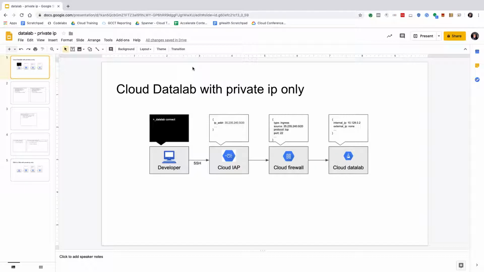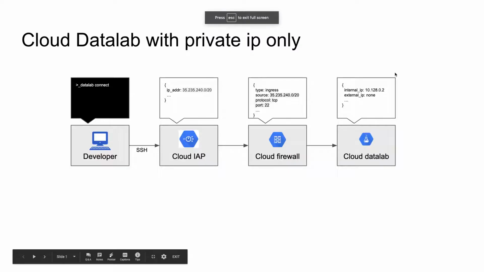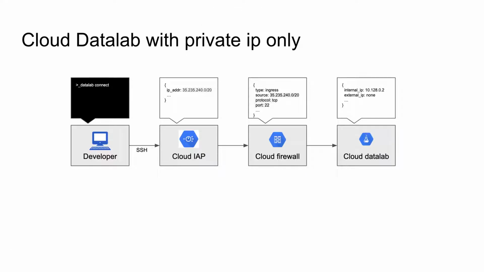And in this short video, I am going to talk about how to create and access Cloud Datalab instances that do not have a public IP address attached to them. So in this slide, we're going to see the flow of a developer who wants to connect to a Datalab instance that, as you can see here at the top, does not have an external or public IP address associated with that VM instance.